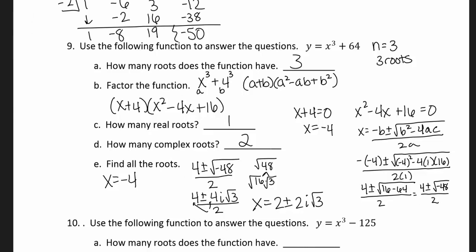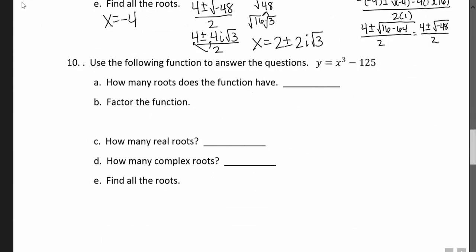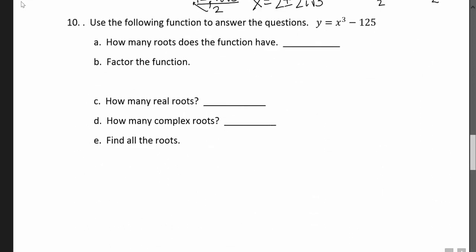So that's it for that one. If you have questions, come and see me, but maybe this will make more sense when you see it again in number 10. So we're going to go through the same process here in 10. How many roots does the function have? If you look at your exponent, there are 3 roots.